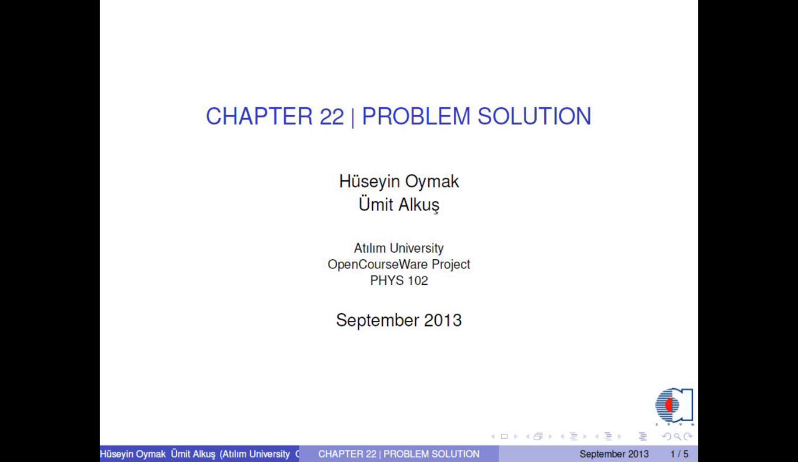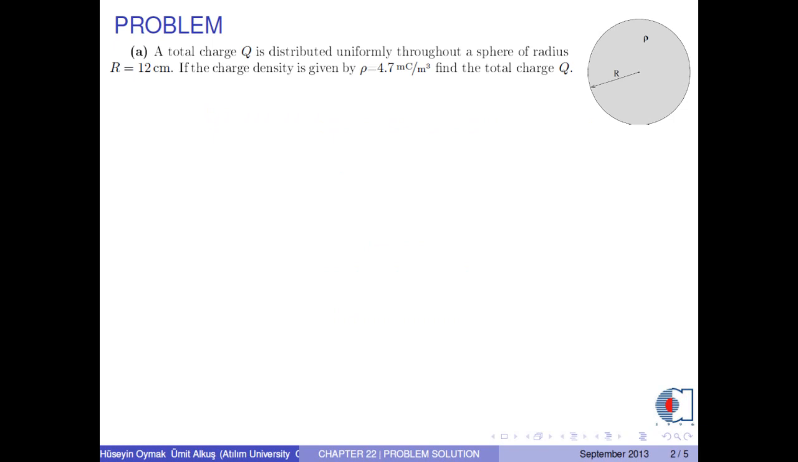In this video, we will solve one problem in chapter 22. A total charge Q is distributed uniformly throughout a sphere of radius r equal to 12 centimeters. If the charge density is given by ρ equal to 4.7 millicoulombs per meter cube, find the total charge Q.